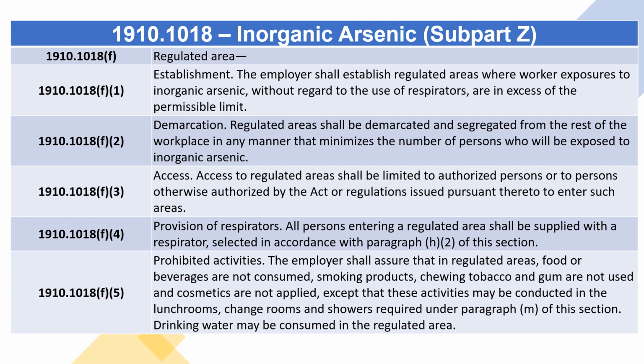1910.1018 F2 Demarcation. Regulated areas shall be demarcated and segregated from the rest of the workplace in any manner that minimizes the number of persons who will be exposed to inorganic arsenic. 1910.1018 F3 Access. Access to regulated areas shall be limited to authorized persons or to persons otherwise authorized by the Act or regulations issued pursuant thereto to enter such areas.